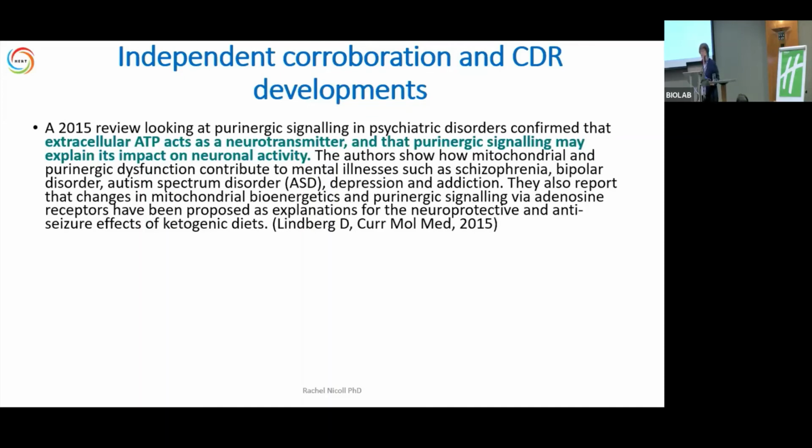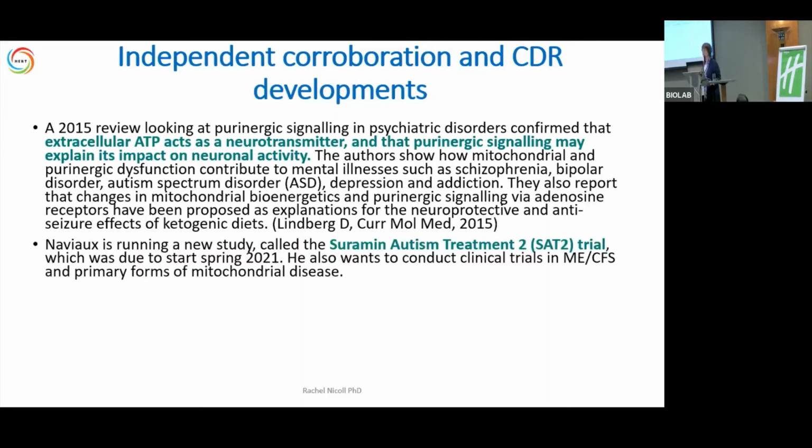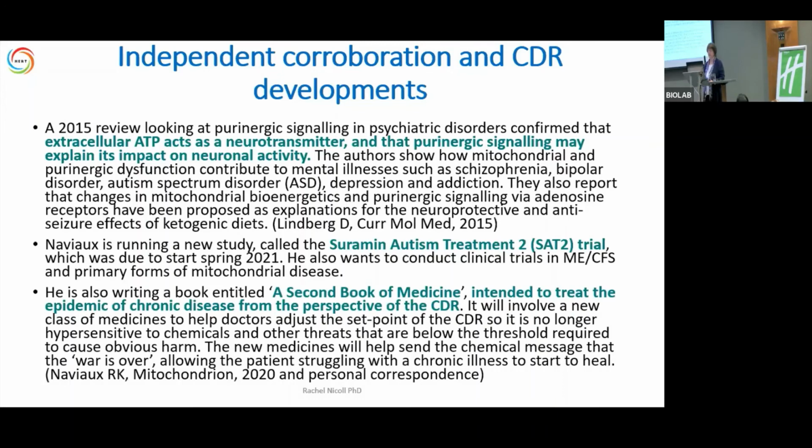But the good news is that Naviaux is running another study, the SAT2 trial. It was supposed to start in spring 2021. I don't know if it did. And he's also writing a book. He's calling it the second book of medicine. He's calling it that because the first book of medicine, he reckons, is what you doctors learn in medical school. So everything for acute conditions, absolutely fine. Everything for chronic disease, absolute rubbish. So he's taking a new approach to chronic disease by looking at it from the perspective of the cell danger response. So it'll be very interesting to see when this is actually published. No idea when that's going to be.